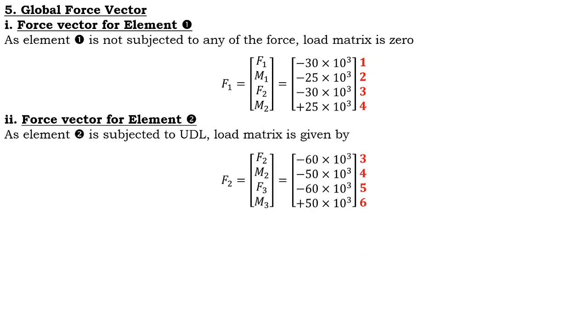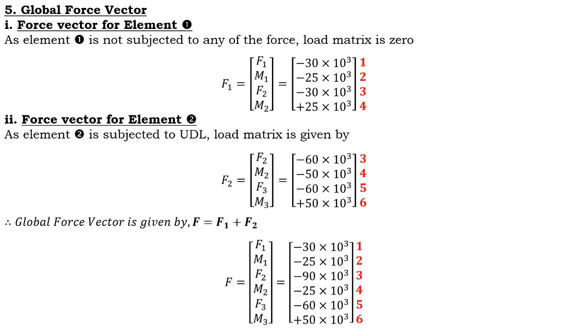That is given by F2, M2, F3, M3, which is minus 60, minus 50, minus 60, plus 50. Then I need to club these two to get my global force vector, which is a 1 cross 6 matrix, because I have 6 forces applied at all the 3 nodes. Therefore, my total global force vector is F equal to F1 plus F2. So that is F1, M1, F2, M2, F3, M3.